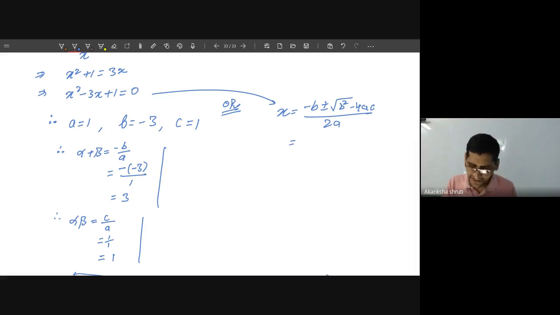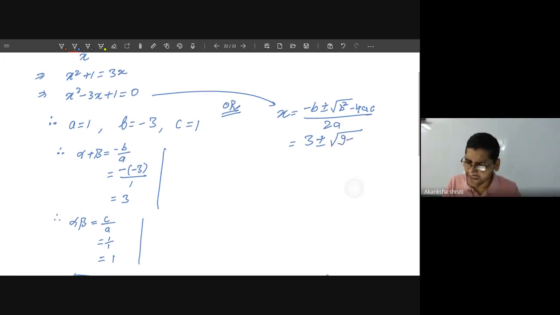So what does it become? Minus of b becomes plus of 3, plus minus under root of 3 threes are 9 minus 4ac, a into 1. I have written directly. Does any student have any doubt? Then please ask. Students, are you getting it? No, I have written directly. If any error is also there, then please convey it to me.